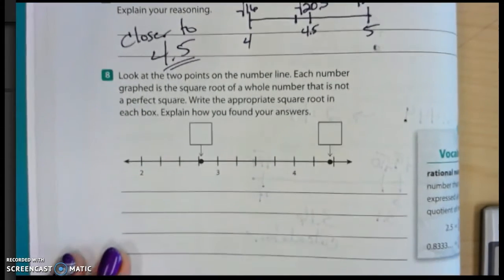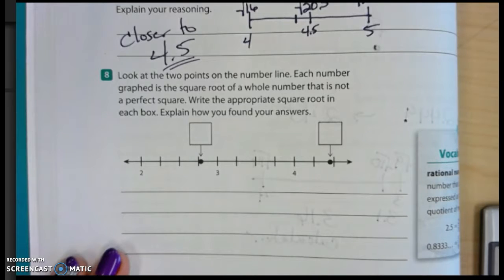The last question here, number 8. Look at the 2 points on the number line. Each number graphed is the square root of a whole number that is not a perfect square. Write the appropriate square root in each box and explain how you found your answers. Now, we are approximating, okay? We're just getting as close as we can.